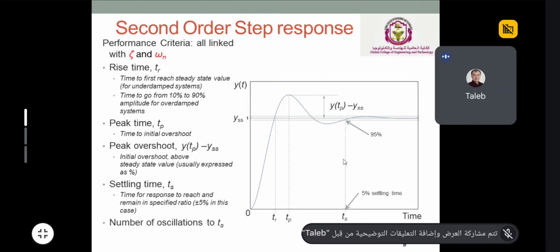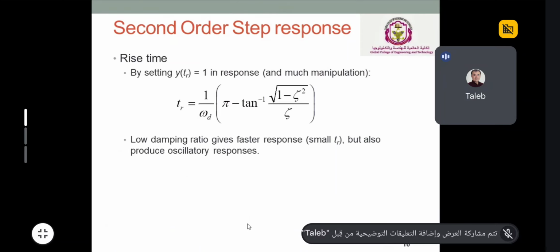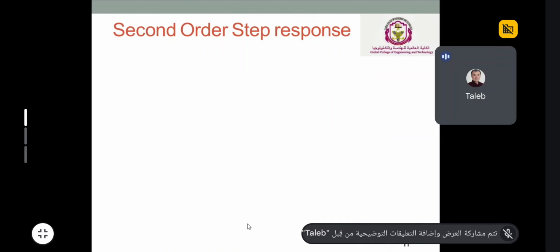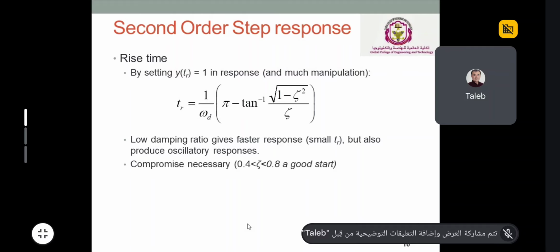We have a formula for that, and for the number of oscillations, how many of these peaks we have. So again, we also have a formula for this. For rise time, the formula is given. Actually, we will see this formula. Omega d, we call it the damped frequency. I will give you the formula for that shortly. Tangent inverse, pi minus tangent inverse of the square root of 1 minus zeta squared over zeta.